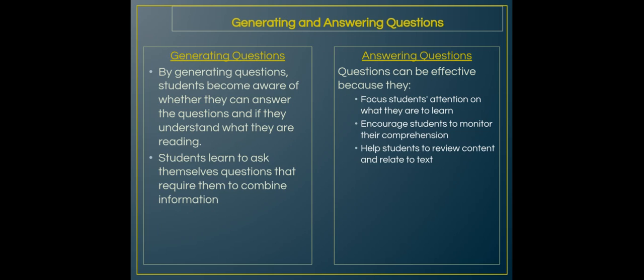So generating questions and answering questions. By generating questions, you become aware of what you can already answer and if you understand what you're reading. And Mr. Turner went over this before about students writing their own test questions. This is another way that that's going to help you. So as you're generating your own questions, you're going to ask yourself questions as well about things you don't understand. You're going to learn that active thinking skill. And you're going to have to combine all of your information.